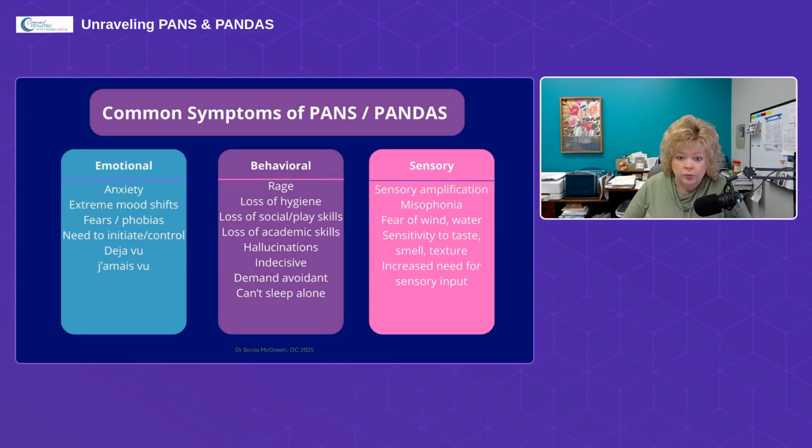Again, kind of related to the phobias and fears that we talked about, the fear of wind and the fear of water are super common. And we'll see sensitivities to taste, smells, textures, sights, sounds, things like that. And then a lot of times we'll see that these kids have an increased need for sensory input. So they're constantly seeking deep pressure. They're spinning, they're swinging, just trying to calm their systems.